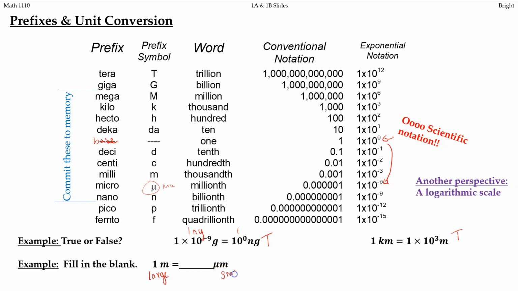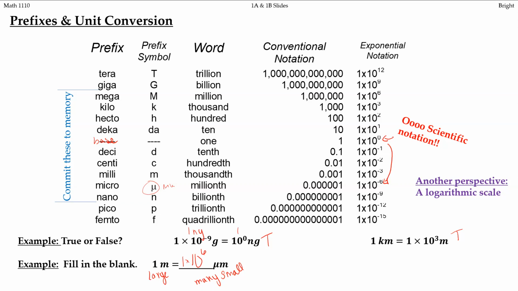A micrometer is small. So it makes sense to me that if I'm saying we have 1 large thing, I need many small things in order for them to be equal. So it's not 10 to the minus 6. It's actually going to be 1 times 10 to the positive 6. I need 1 million, that's what 10 to the 6th is, I need 1 million micrometers in order to have 1 meter. So one big thing, 1 meter, has 1 million micrometers in it.